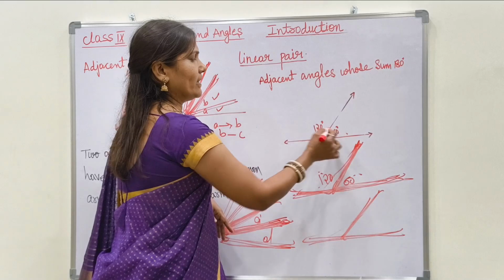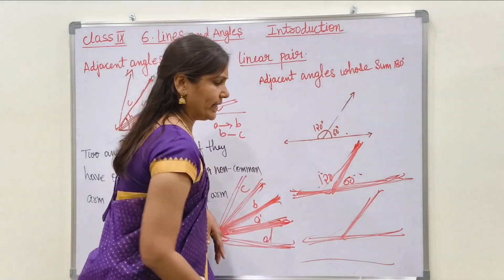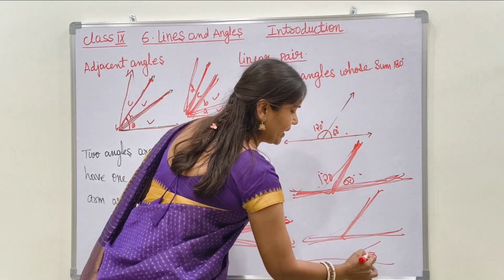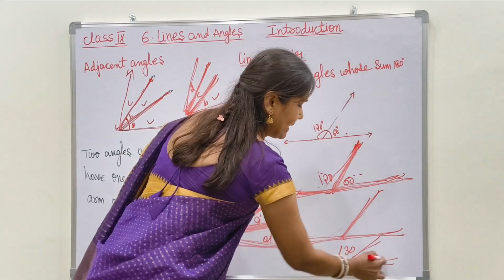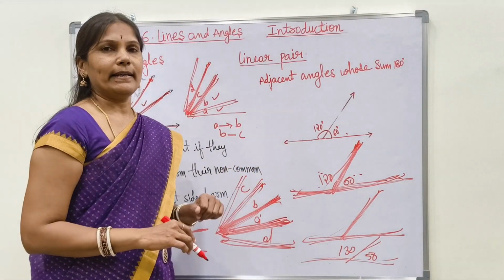Straight line is 180 degrees. It is 180 degrees. Here, forming here 50 degrees, here 130 degrees. Both angles, since this straight line is there, are called a linear pair.